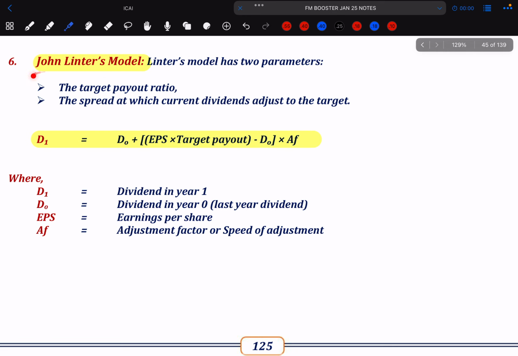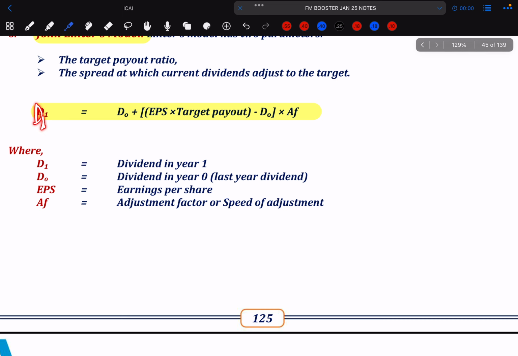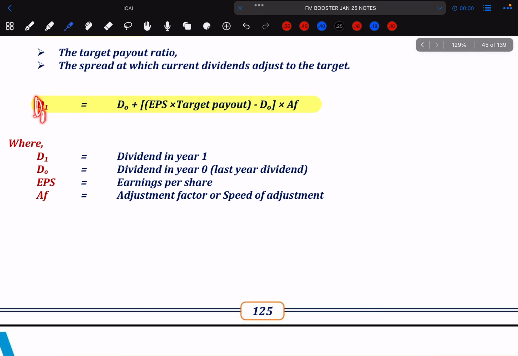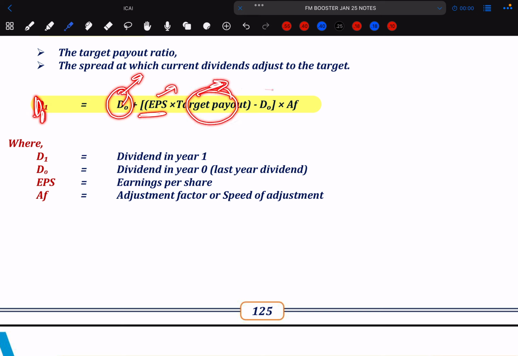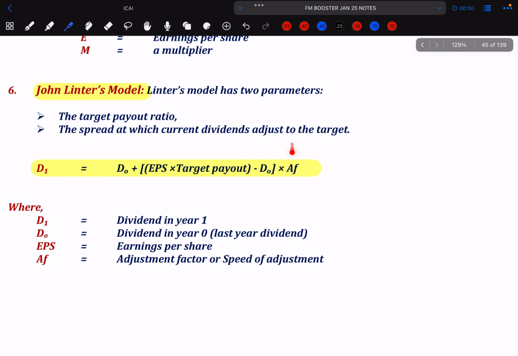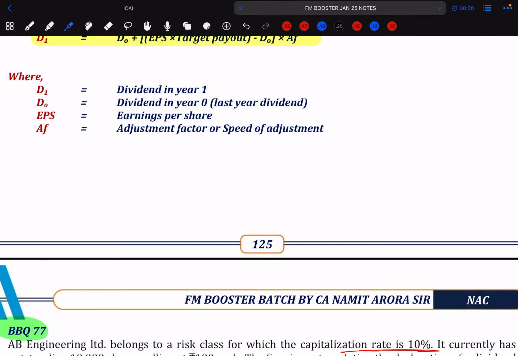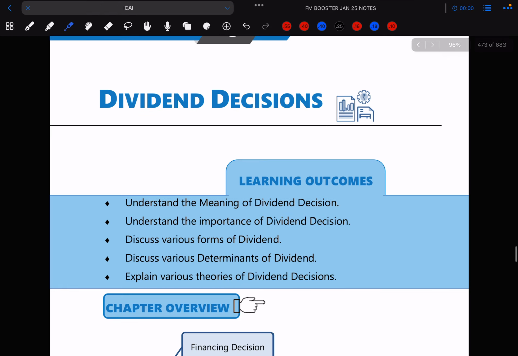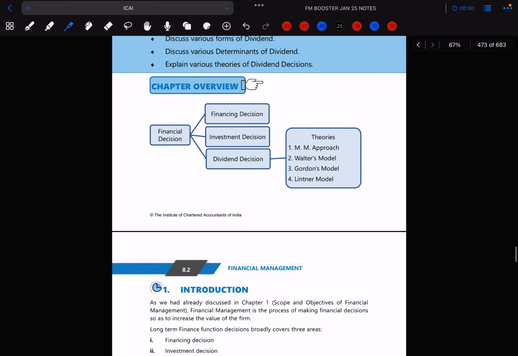And even the John Lintner model, they have given a simple thing. Here you'll find dividend D0, that is the dividend of last year, and EPS, target payout, and whatever they want to pay out, minus dividend of last year, into the adjusting factor. Even here there is no big deal. If the adjusting factor is given, just go for the John Lintner model. We are done with the concept. Now we'll go for questions.